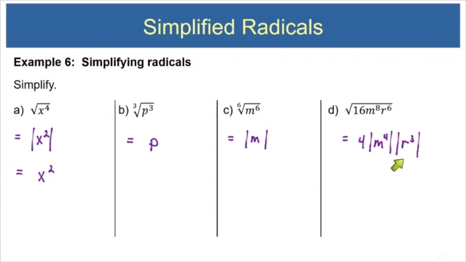And now let's look at both of these sets of bars and decide if we can do away with either one of them. So 4 is positive, and we write it as a positive number, and that's fine. M to the fourth is going to be a positive number no matter what, because whether m is positive or negative, by the time you raise it to the fourth power, you have a positive. So I really don't need the bars there. I'm going to get a positive here no matter what. But on r to the third, 3 is an odd power. So I do need the bars to make sure that this comes out positive, because if r is negative, then r to the third would be negative, and then I would need to force it to be positive. So I will keep the bars around that part.